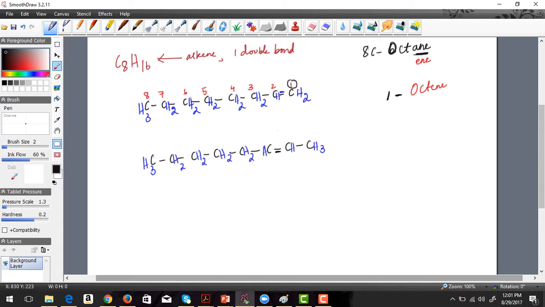Because there's no substituent, you don't have to worry about any of this. If you do the same math for here, it'll be 1, 2, 3, 4, 5, 6, 7, 8. It's still an 8 carbon chain, but the double bond is between 2 and 3, so it's 2-octene. Does that make sense? So that is how you name alkene compounds.